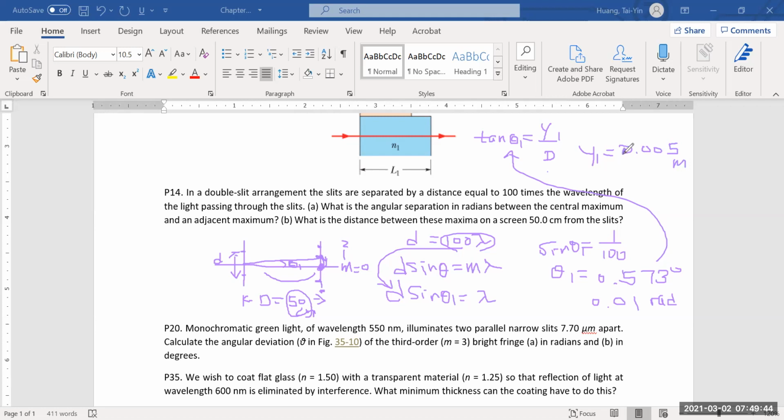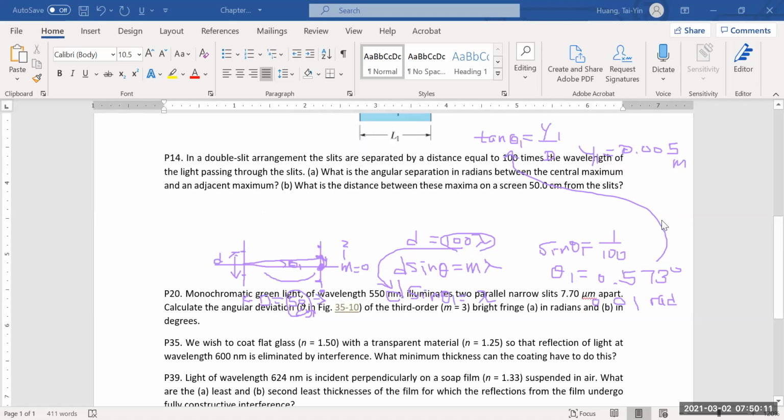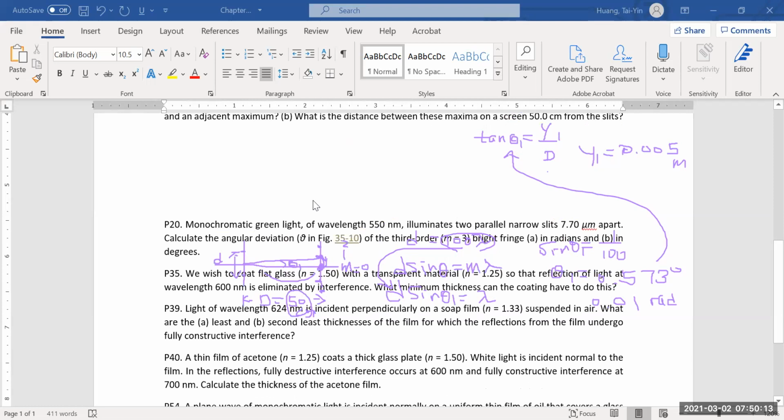Okay, so that's basically how you apply d sine theta equals m lambda to a double slit interference pattern in order to determine the angular locations of the maxima on the screen. So that's problem 14. Now, problem 35, let me just go down a little bit. Problem 35.